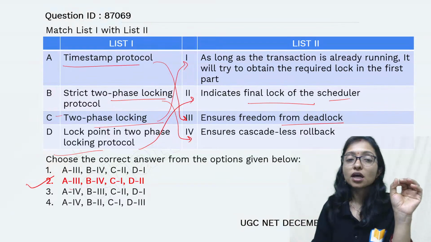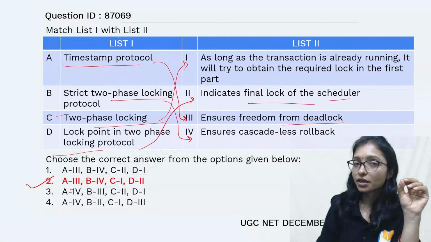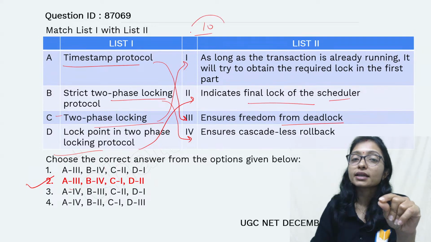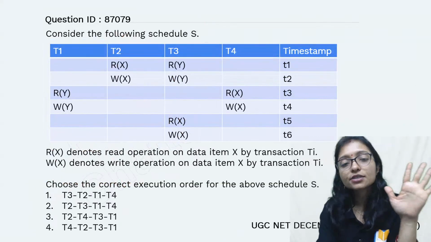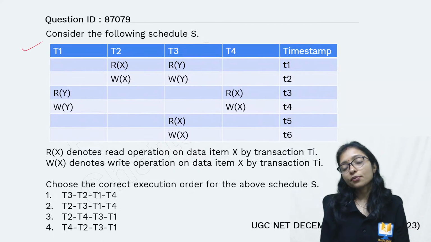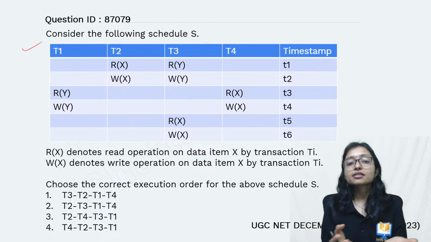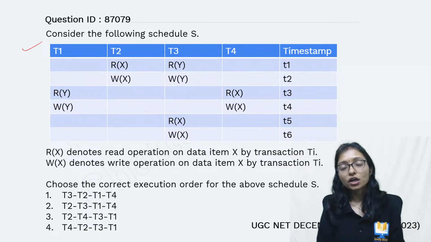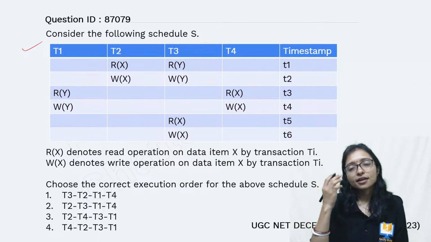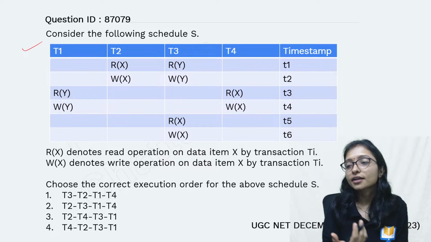Must revise all the protocols. High chance you will get a question from transaction and concurrency, and I am telling you, in this chapter also you can get a 10 marks question. It is possible. They will give you transactions, after that they will ask the order. They can ask you whether it is view serializable or not, conflict serializable or not. This way you can get the question.